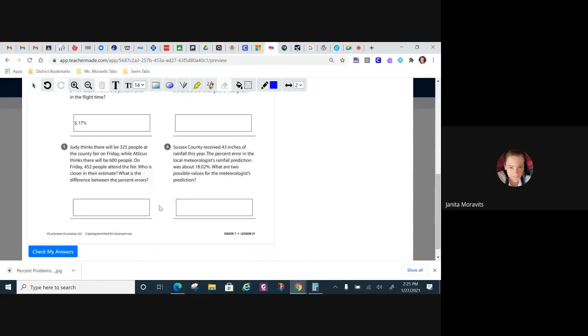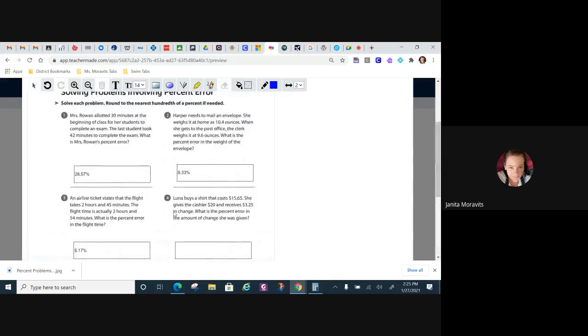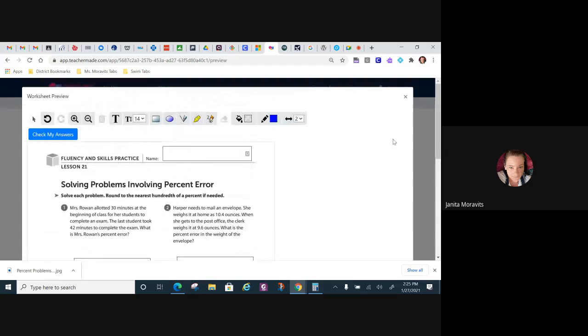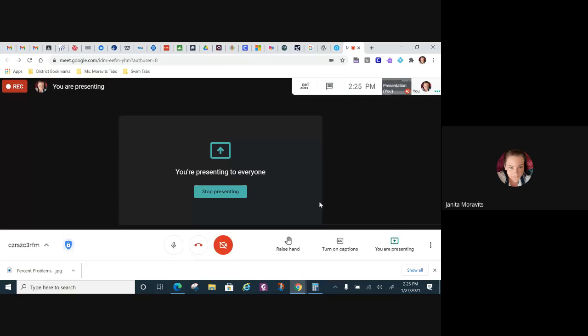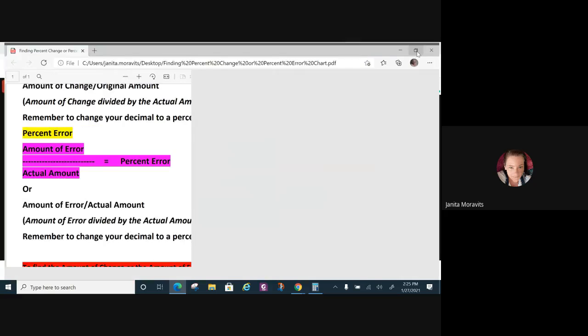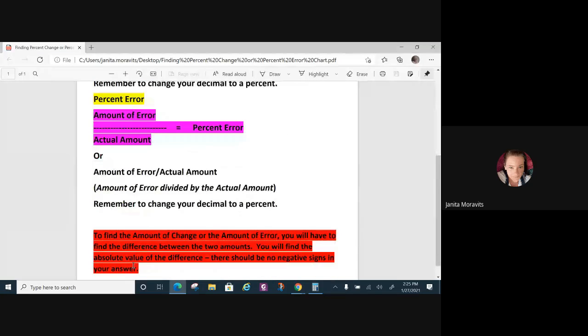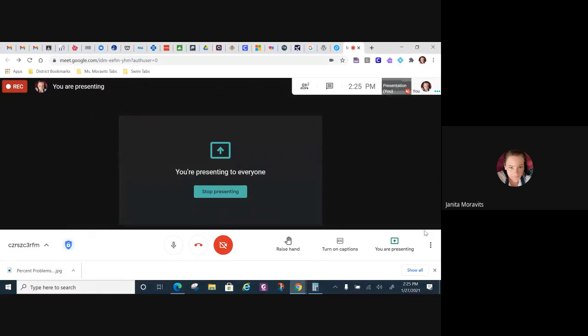Now, I am going to leave you to work the last 3 problems on your own so that you can try these by yourself. All right, so we're going to stop the recording. Remember that you have this chart that you can look at if you need help. Here's percent change at the top. Percent error is what you're doing on this page, and it's right here. So you need to be able to look at that if you need to. And I am going to stop the recording now.